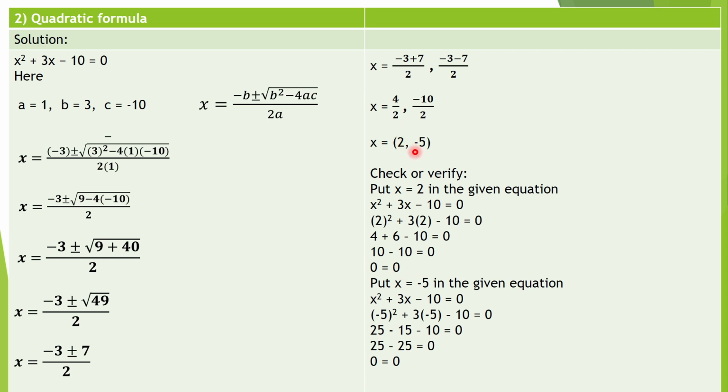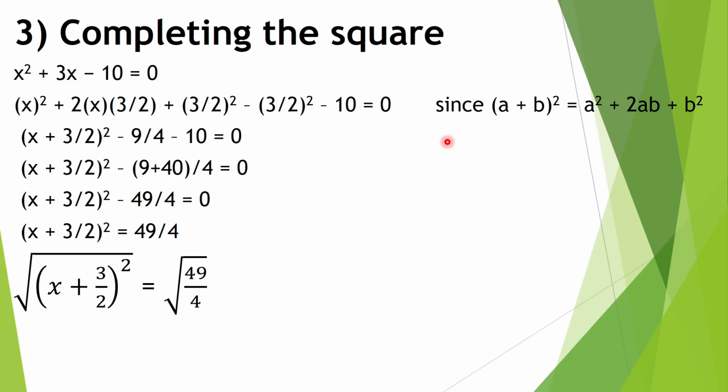This answer is right. And if you put x equal to minus 5 in this equation, again the result must be equal to 0, and look over here, it is equal to 0. So it means that our answer is right. So this was the second method of solving a quadratic equation. Now we will move forward towards the third method, which is completing the square.